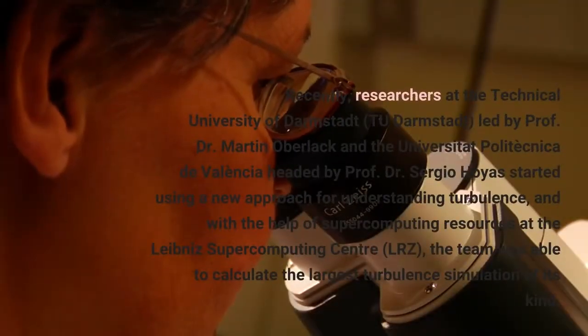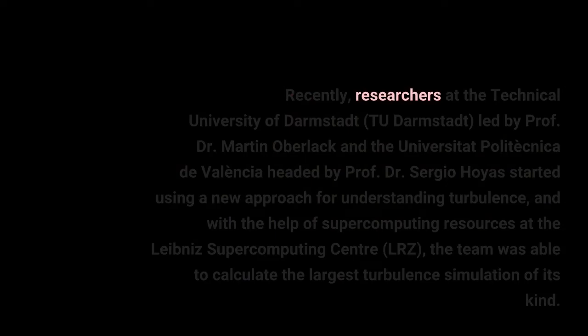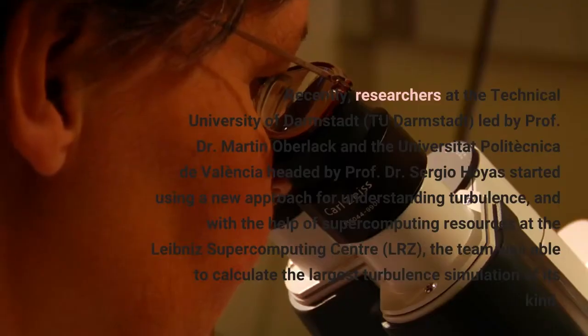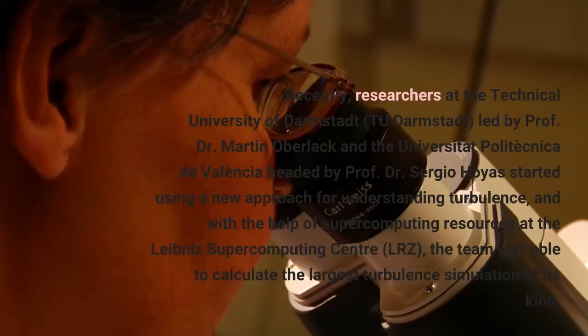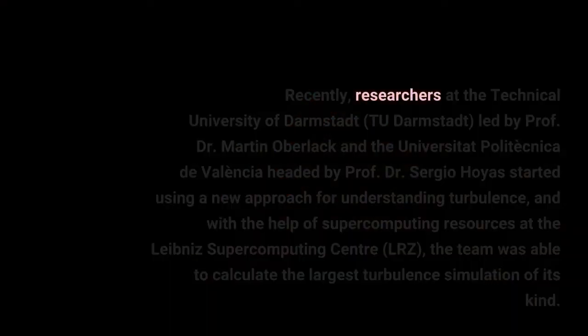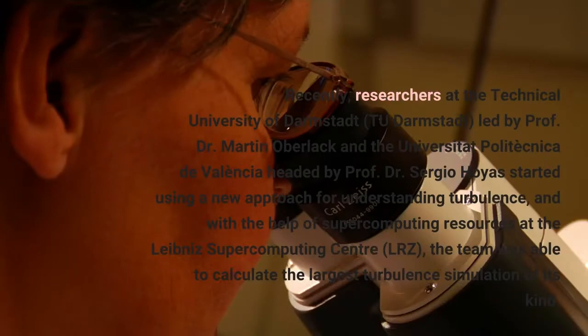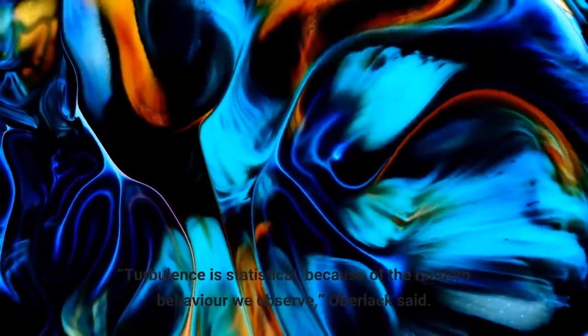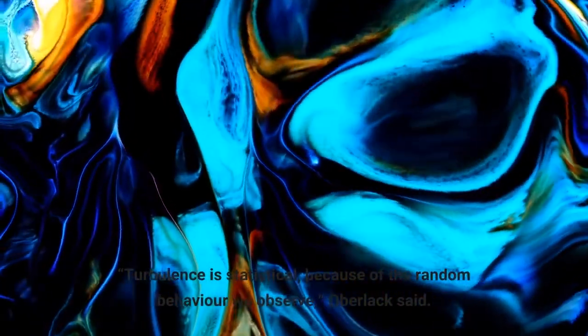Recently, researchers at the Technical University of Darmstadt, TU Darmstadt, led by Professor Dr. Martin Oberlach, and the Universitat Politecnica de Valencia headed by Professor Dr. Sergio Hoyas, started using a new approach for understanding turbulence, and with the help of supercomputing resources at the Leibniz Supercomputing Centre. Turbulence is statistical, because of the random behavior we observe, Oberlach said.